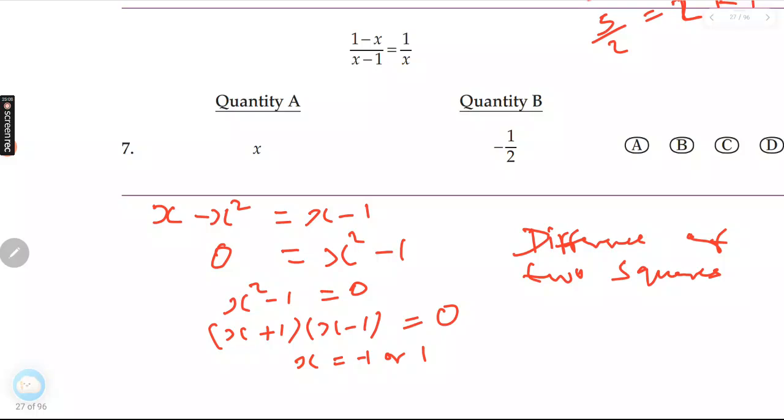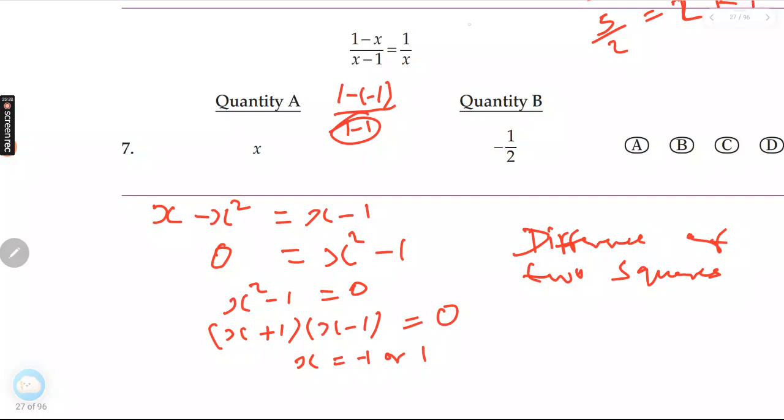When s is 1, we are going to have 1 minus 1, and 1 minus 1 is 0, so this is undefined. So s cannot be 0. If s is 0, we have 1 minus 1, which is 0. Anything divided by 0 is undefined. So let's try minus 1.